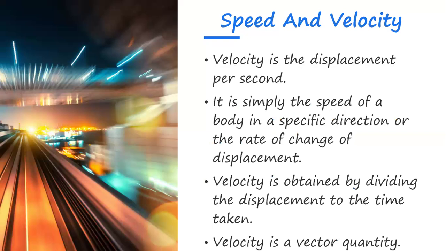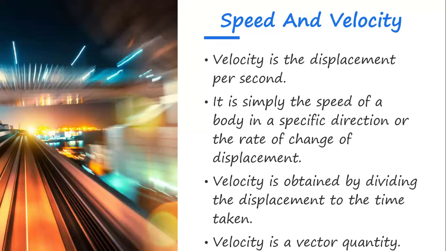Velocity is the displacement per second. So velocity differs from speed: as we said, speed is the distance per time or per second, while velocity is the displacement per second. Velocity is simply the speed of the body in a specific direction, or the rate of change of displacement. Velocity is obtained by dividing the displacement by the time taken. So here's the other difference.